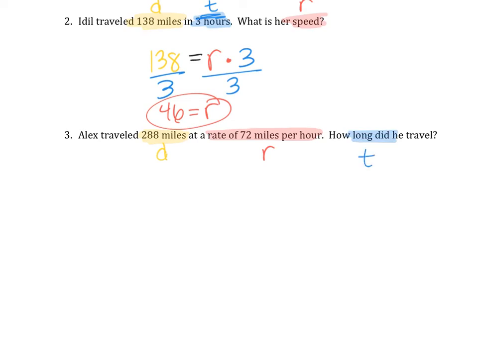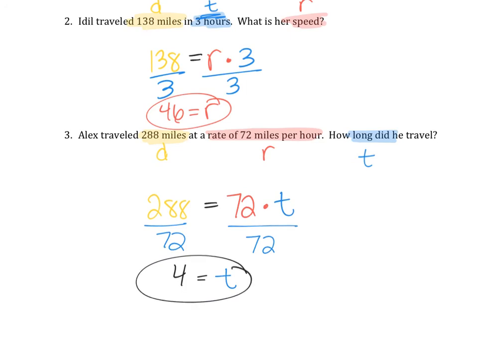So let's set up our equation. 288 is equal to 72 times T. Okay? So then to get T by itself, we're going to have to divide by 72 on both sides. And 288 divided by 72 is 4. So our final answer here is T equals 4 hours.